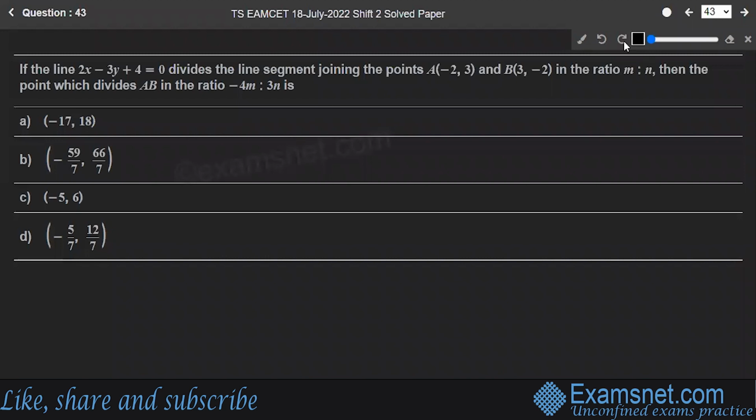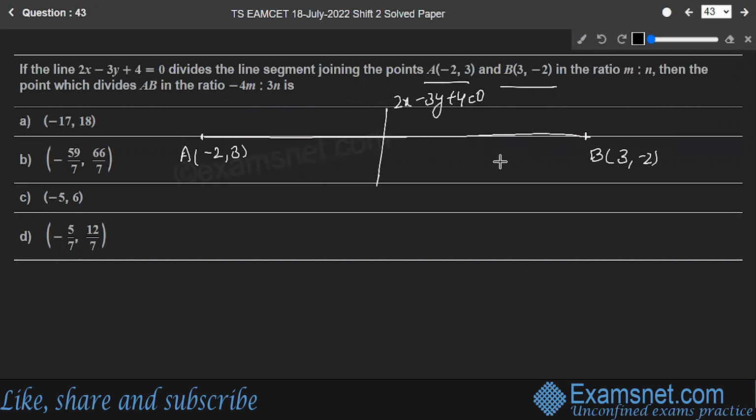Question number 43, it says if the line 2x minus 3y plus 4 is equal to 0 divides the line segment which is joined by these 2 points. Let's draw it. So A represents the point (-2, 3) and B represents the point (3, -2). Let's join. There's a line 2x minus 3y plus 4 is equal to 0, which divides this line segment AB in the ratio m is to n. You have to find out the ratio minus 4m is to 3n.